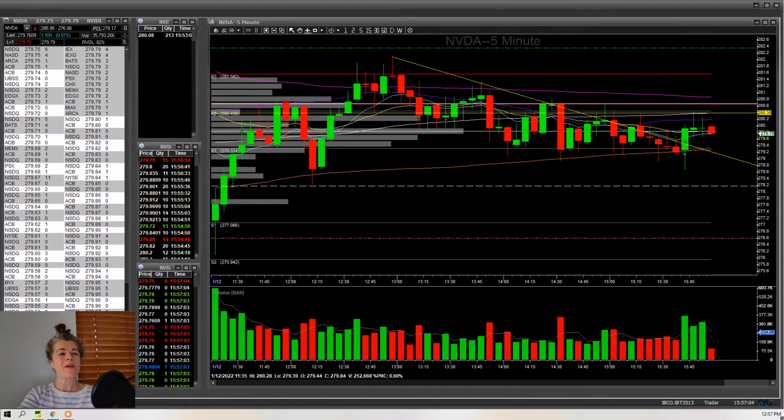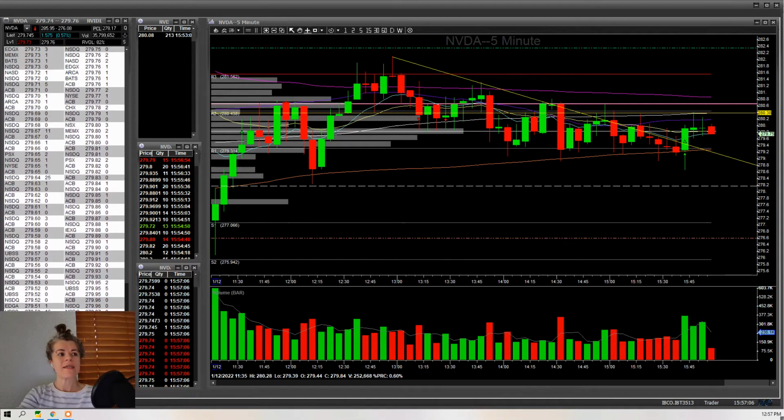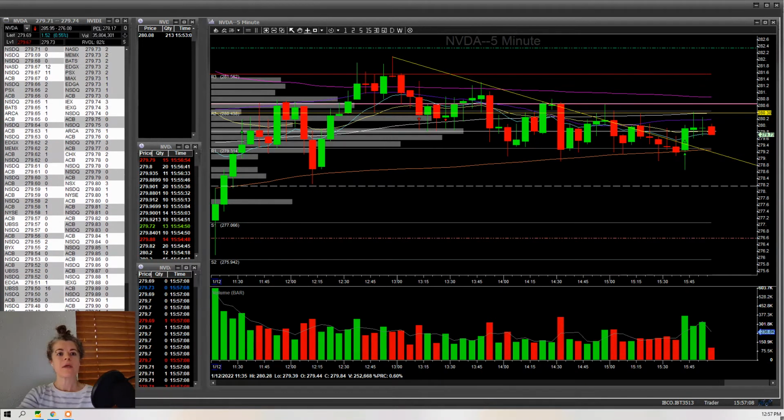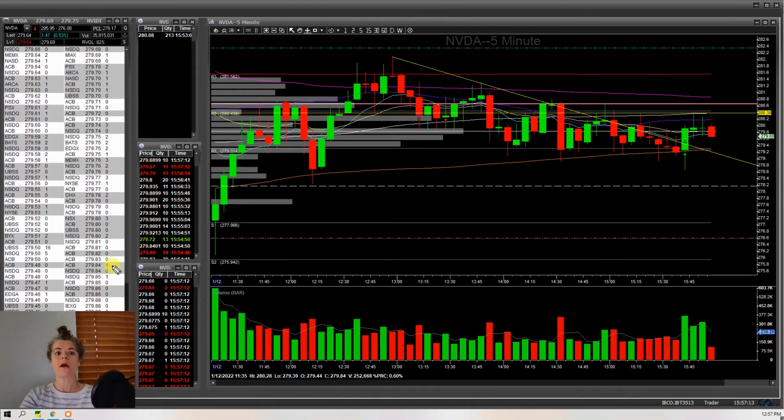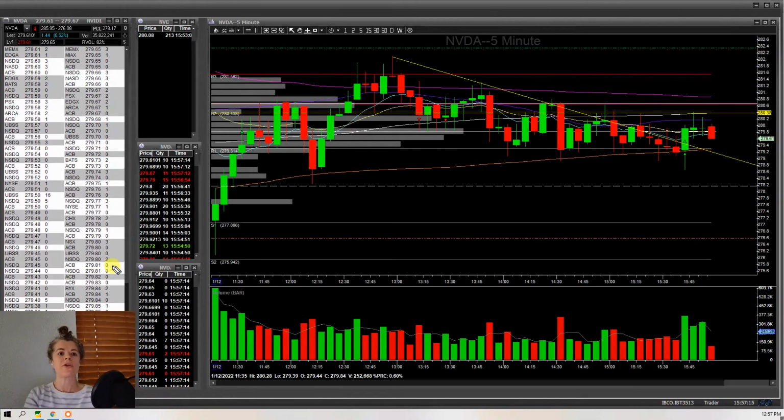So the only thing it didn't have going for it was the L2. The L2 was, there wasn't a lot on it, and the things that were on it were up above on the ask side, and there was really no weight to the downside.